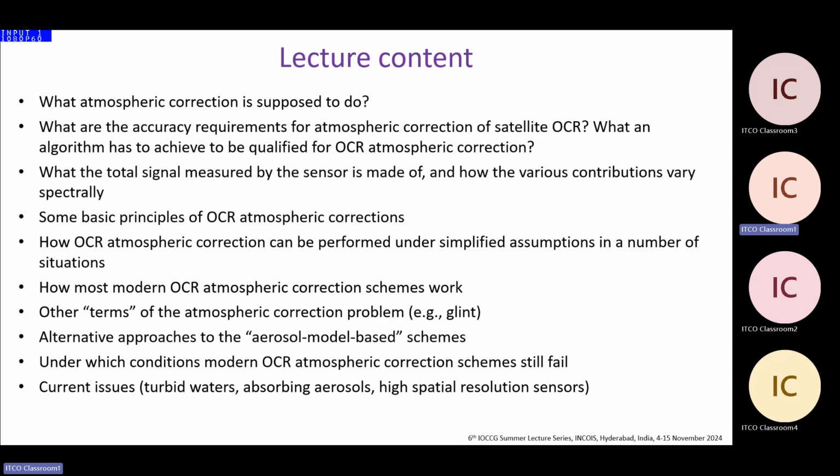We will go through what I call here the other terms of the atmospheric correction problem, which are the kind of perturbations like sun glint, adjacency effects, and so on. Quickly, some of the alternative approach we have as compared to what most of the missions do at the moment. And unfortunately, as well, I will show you where all these algorithms still have some difficulty to perform well in some conditions like absorbing aerosols, for instance.